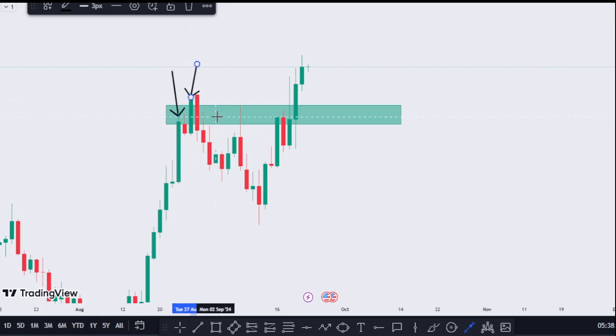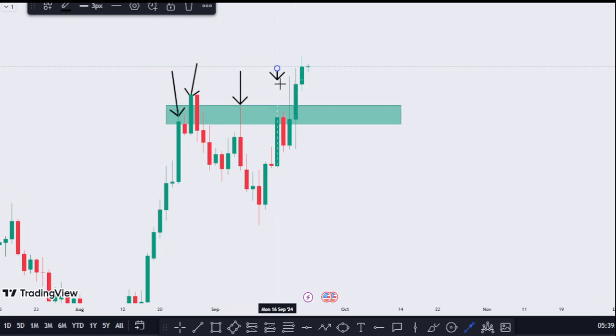Remember, before you can consider a major zone as a valid key level, it must have been touched 3 times. You need to ensure that the price action reacted around that key level zone a minimum of 3 times before you can consider it a valid key level zone, which can make price react in the future. Now we have first reaction here, second reaction here, third reaction here. Now our minimum major requirement has been completed.